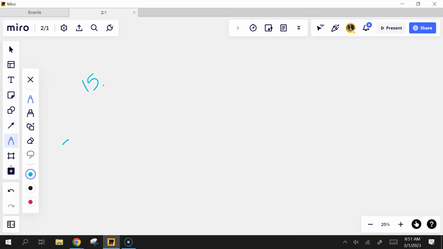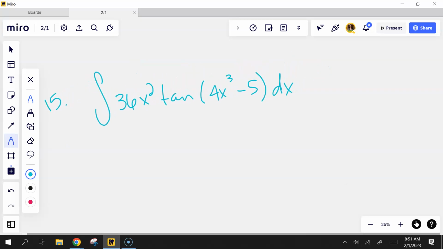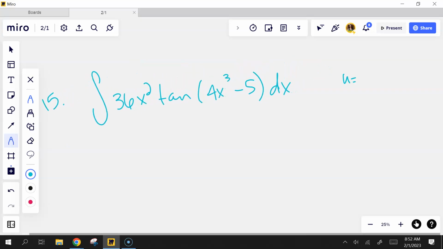Oh, okay, 15. The integral of 36x squared tangent of 4x cubed minus 5 dx. I'm going with u as 4x cubed minus 5. Du is 12x dx.